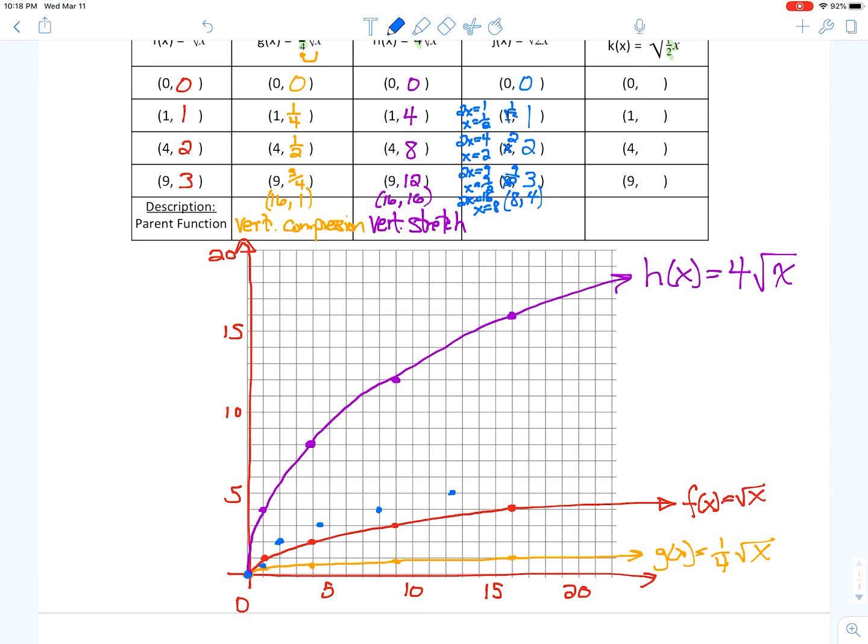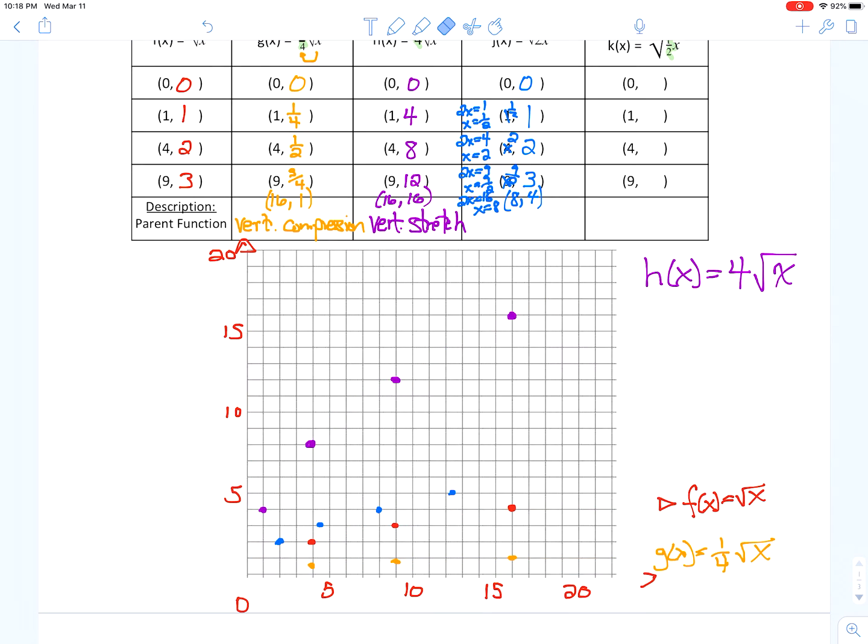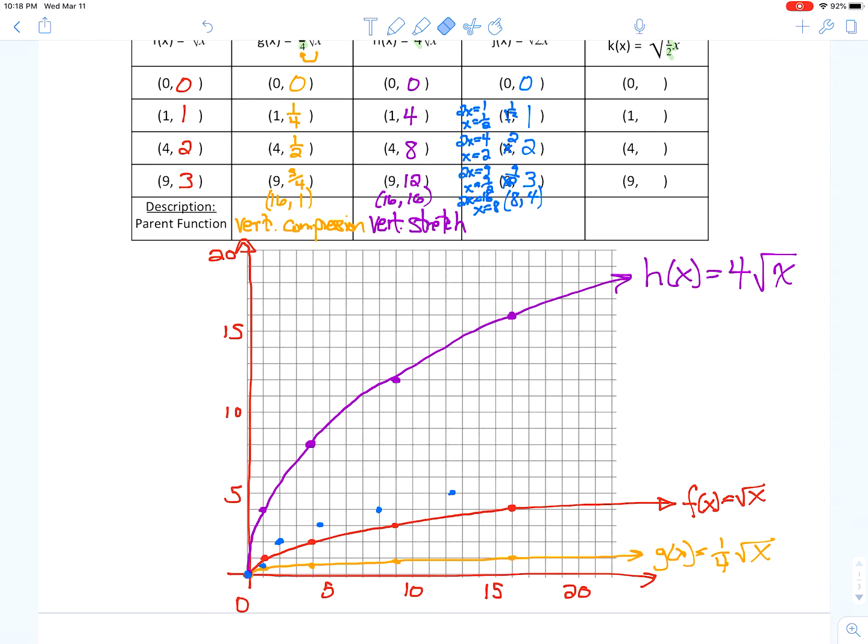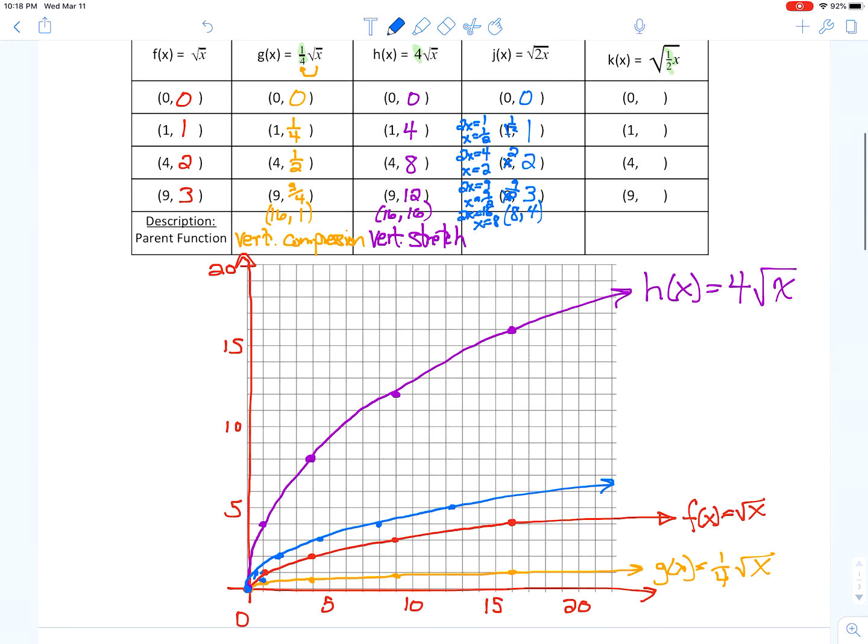Is that right? Oh, let's see. 0, 1, 1/2, 1. This point is off. It looks a little weird. No! I'm going to have to just keep it where it is. 1/2, 1 should be right there. That looks more in line. And that is j of x, which is the square root of 2x.